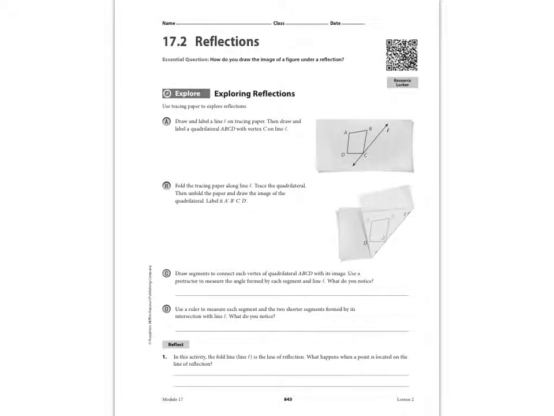Here we have lesson 17.2, reflections. This is our second type of rigid motion out of the 3 that we're going to be doing this module. Remember that a rigid motion is a transformation that's going to preserve our distances and our angle measures.